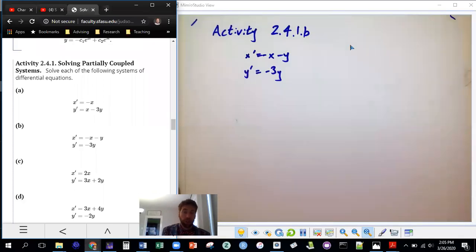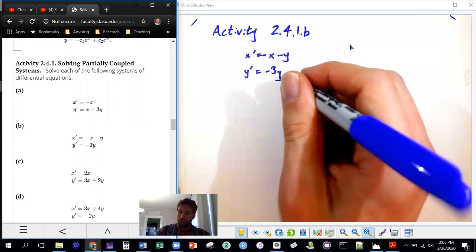This is part 2 of section 2.4. We're doing activity 2.4.1 part B. And here we have x prime is equal to negative x minus y, and y prime is negative 3y, another partially coupled system. So here we're going to solve the y prime first.